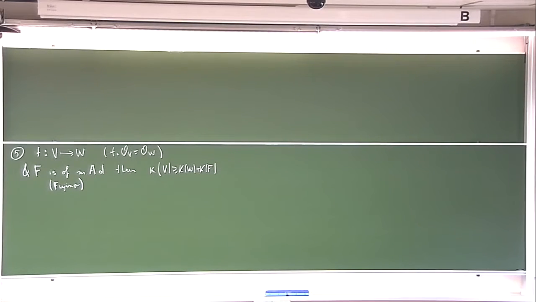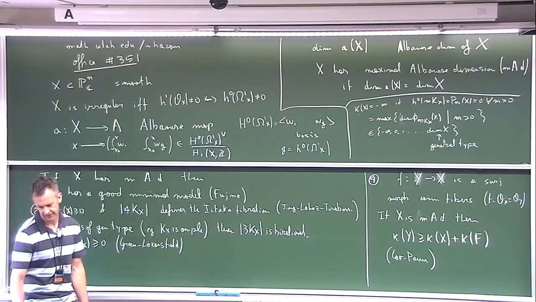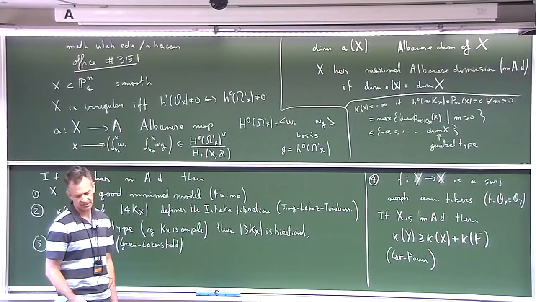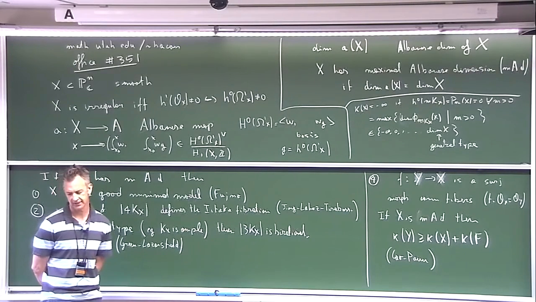Of course, once you know that the general fiber has a good minimal model, you can deduce it other ways. There's a result of Kawamata, but Fujino actually proved this before we knew that varieties of maximal Albanese dimension have good minimal models. Maybe there are a couple more results that I would like to mention before I start talking about the techniques.